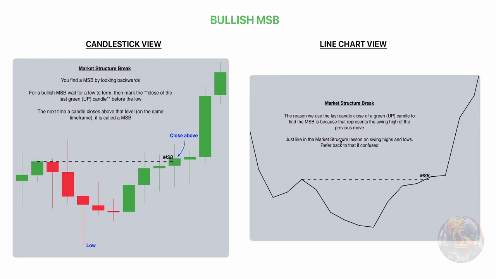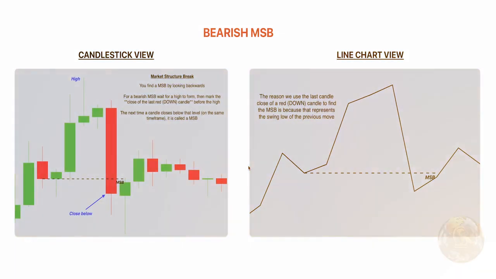All right? And the reason we use the last candle close of a green up candle to find the MSB is because it represents the swing high of the previous move. Swing high into a low, we then break above that swing high, and for anyone who's seen the market structure lesson, which should be everyone, where I talk about swing highs and lows, you'll understand exactly why that is so important. Quickly look at a bearish one.